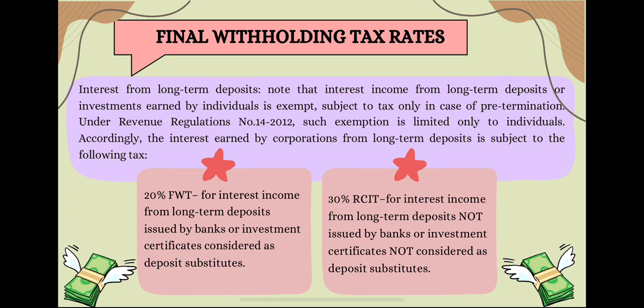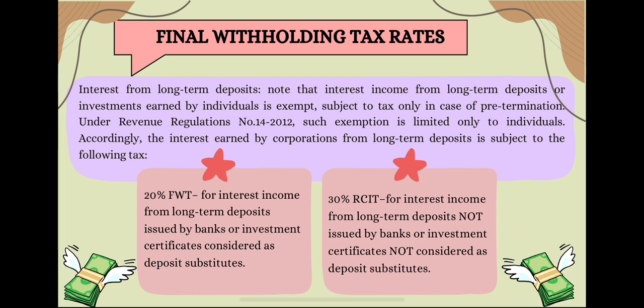The first one is 20% final withholding tax or FWT. This is for interest income from long-term deposits issued by banks or investment certificates considered as deposit substitutes. So some examples of this are purchasing of bonds and stocks of real estate property.